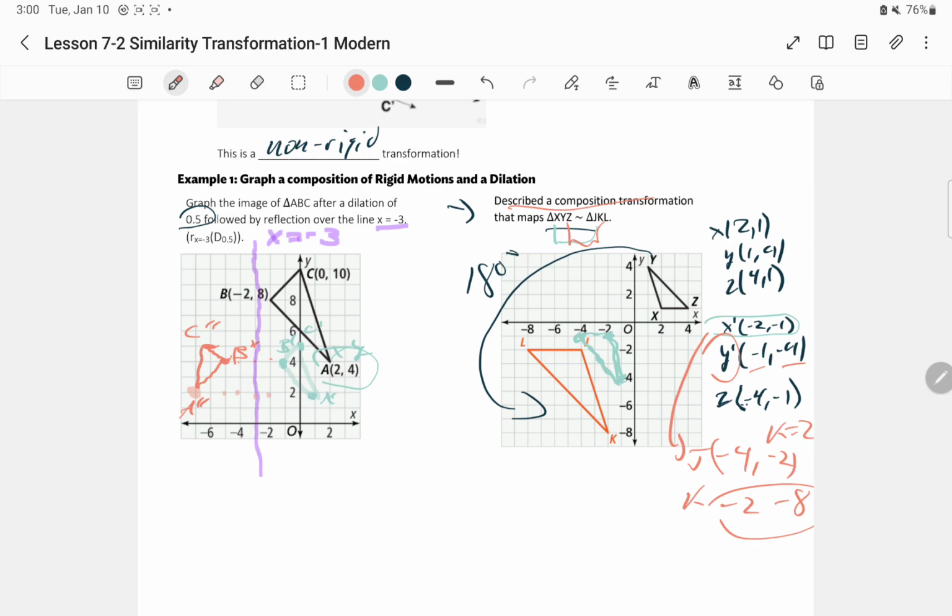Okay. So to describe this composition transformation, we would say that we have a rotation of 180, doesn't matter positive or negative, followed by a dilation with scale factor 2. That's it.